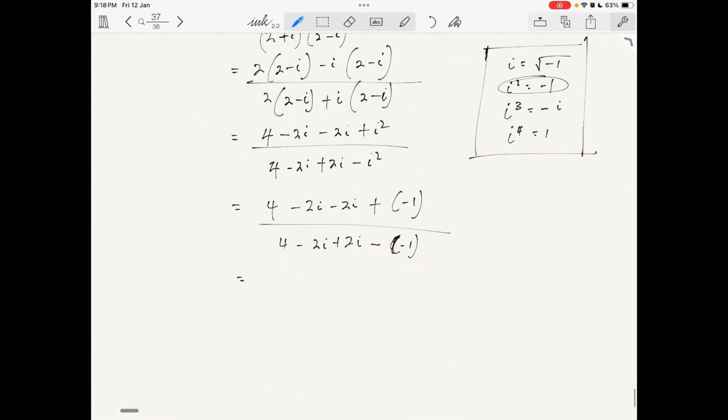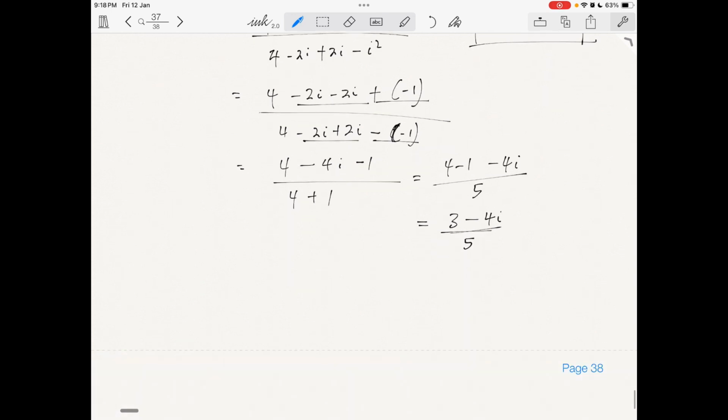So in essence, this will give us 4 minus 2i minus 2i equals minus 4i, and plus minus 1 plus minus 1 will give us minus 1, and minus 2i plus 2i will cancel out to give 0, and we're left with 4 minus minus 1, which is plus 1. So in essence, we have 3, 4 minus 1 minus 4i, divided by 5, and that will give us 3 minus 4i divided by 5.